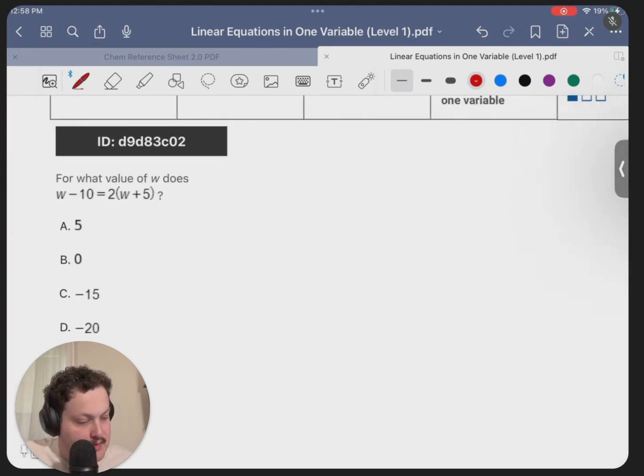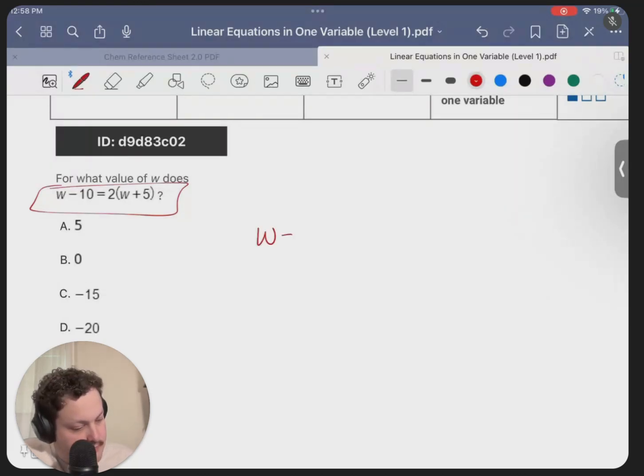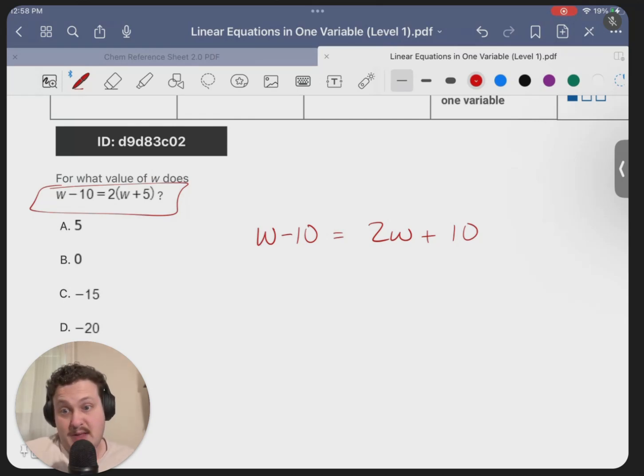For what value of w does this equal? Okay. We're just solving for w. Distribute. Get everything with a variable to one side. I pick the right side because it has more w's on that side. So I'm subtracting w from both sides.